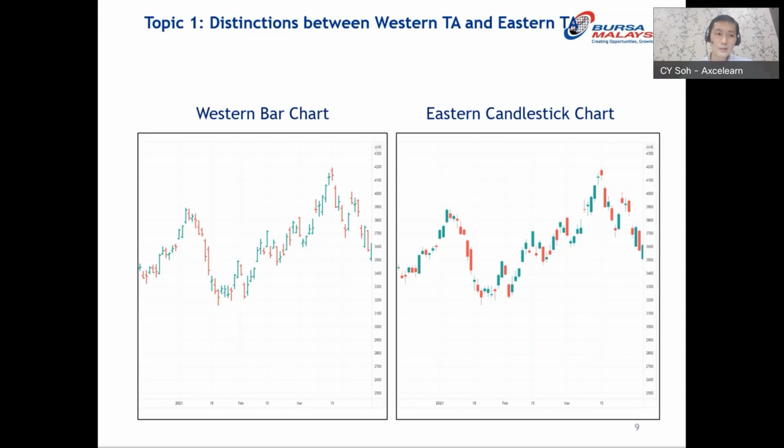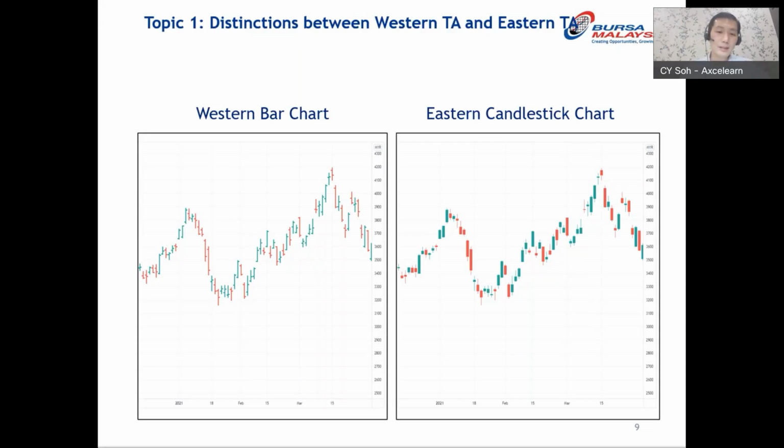Starting around year 2010, you will notice more charting platforms have switched to the candlestick chart as the default. This is why the popularity of the Eastern candlestick chart has been growing.